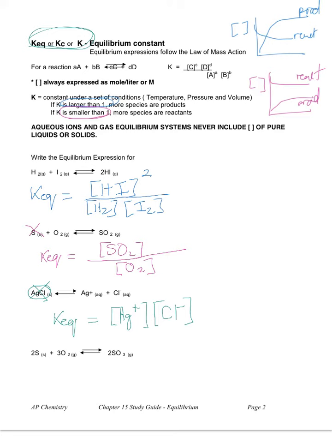Let's try another one. KEQ is equal to the concentration of my product, so SO3 raised to the power of its coefficient, so raised to the second power, divided by the concentration of my reactants. Again, this is a solid, so I ignore it. I do put the oxygen though, so the concentration of O2 raised to the power of its coefficient, so raised to the third power.